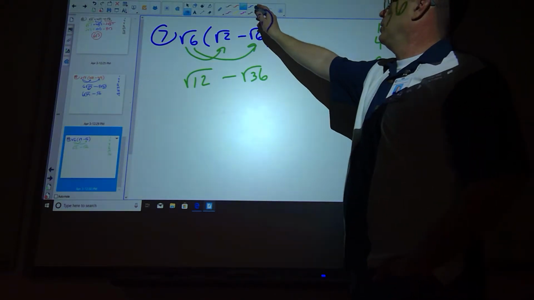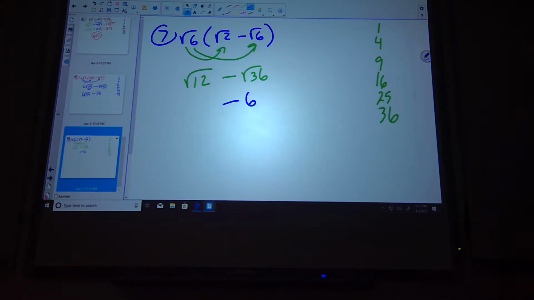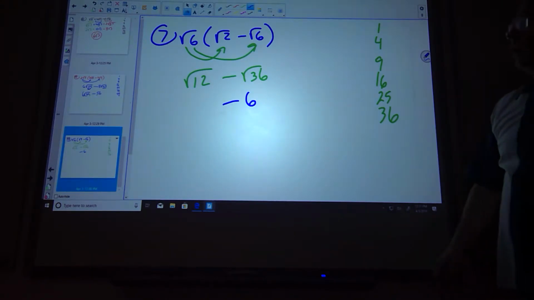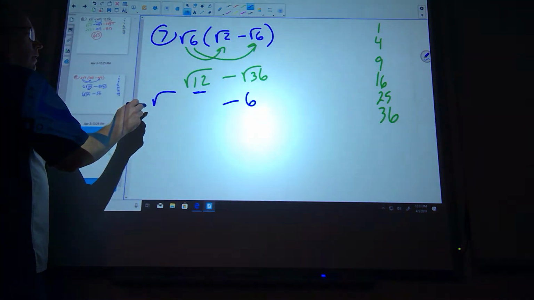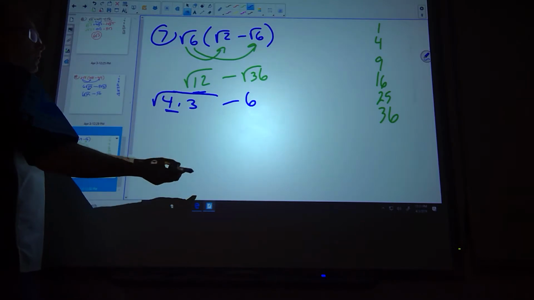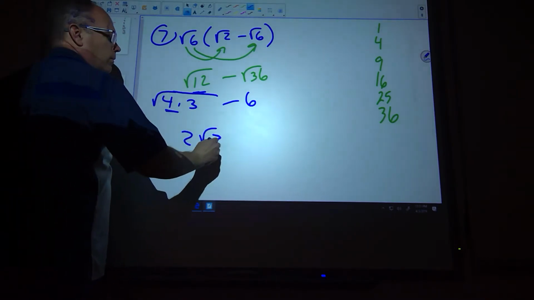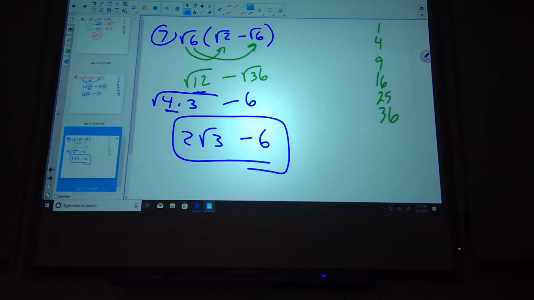Oh, let's take care of the easy one. That's going to give me minus 6. Agree? Square root of 36 is 6. What about 12? What does 12 break down to? 4 times 3. And what's the square root of 4? 2. Done. Why don't I subtract those? Because one has a radical and one doesn't. They're not like terms.